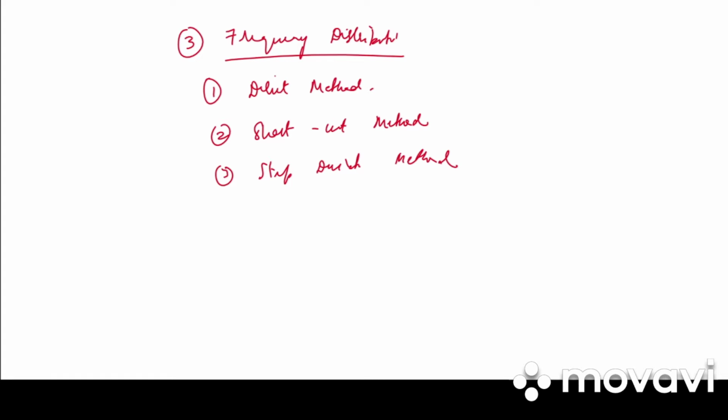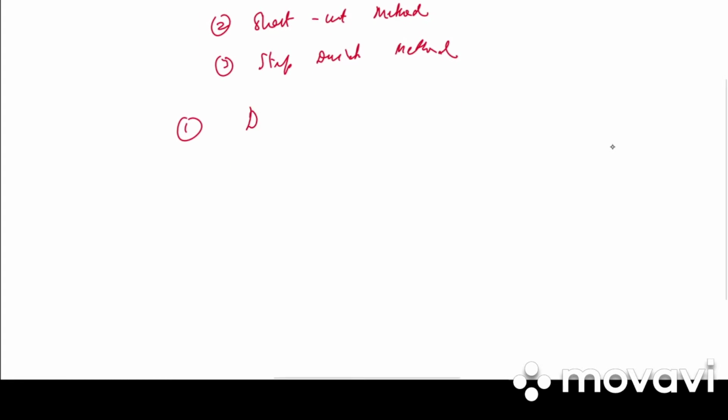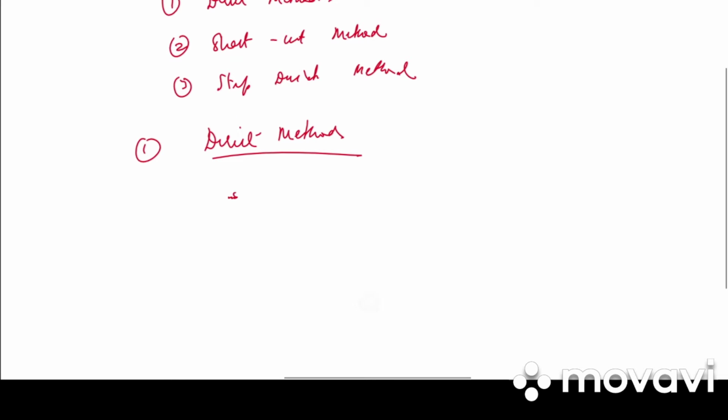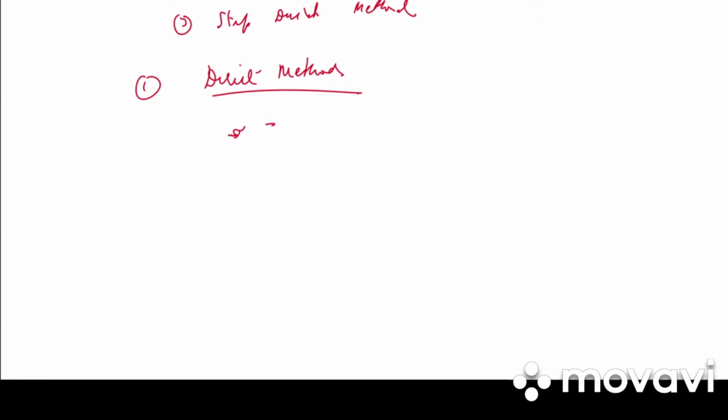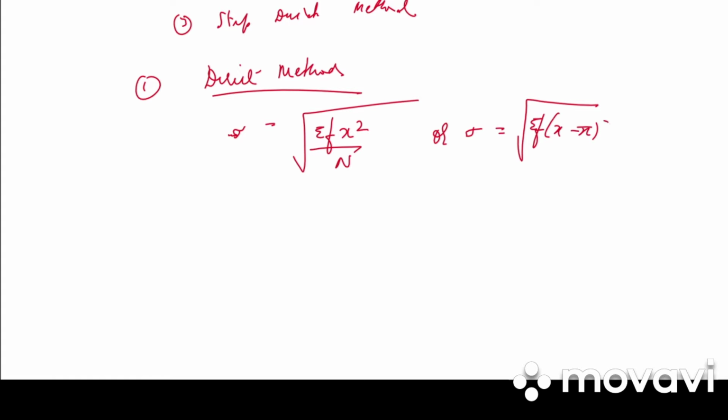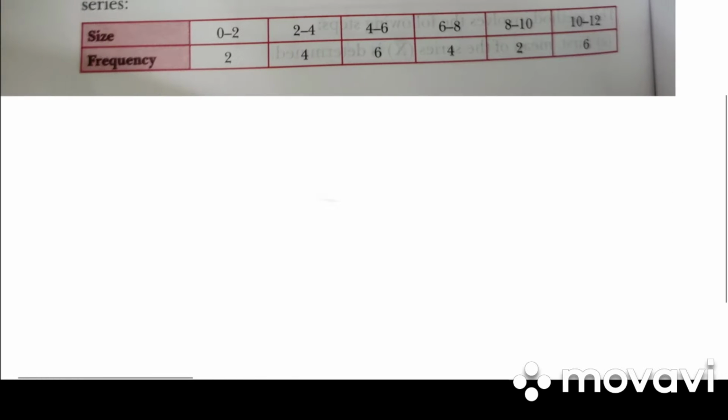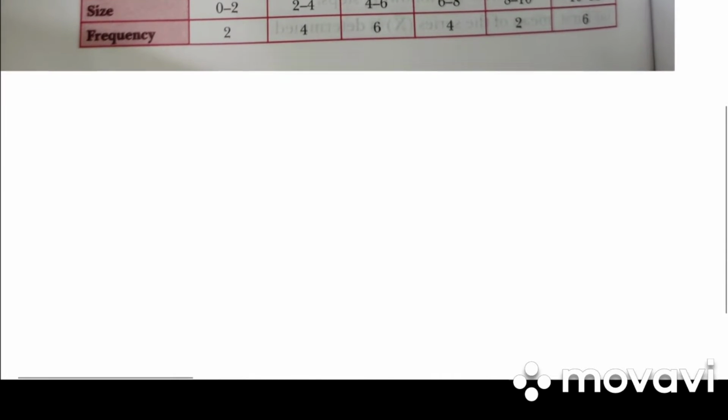So write down the first one, that is direct method. What is the formula in case of direct method of standard deviation? Standard deviation is equal to square root of summation fx square divided by n, or standard deviation is equal to summation f (x minus x bar) square divided by n. So take down an illustration.